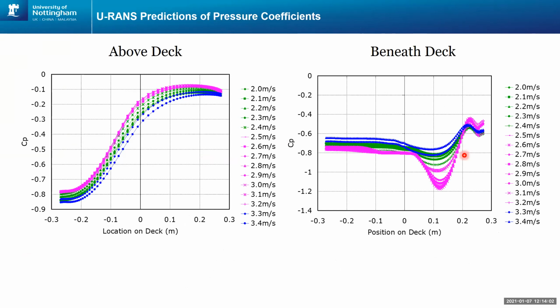So what I've done is color-coded these figures. The green is for wind speeds below the vortex shedding peak. The magenta is during the vortex shedding peak, and the blue is after the vortex shedding peak. And we can see that the pressure distributions both above and beneath the deck are similar for wind speeds above and below the vortex shedding peak, but during the vortex shedding process, we're getting a marked change in the pressure coefficients, especially in the region directly beneath the deck and in that trailing half where these magenta lines are coming away.